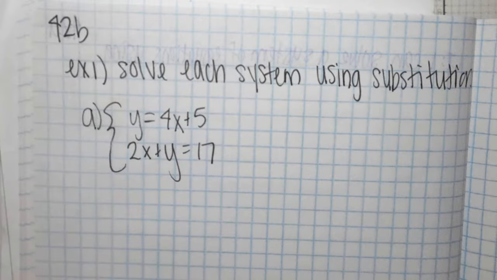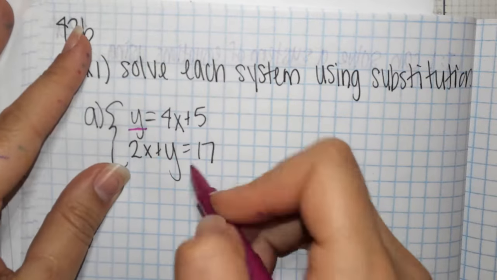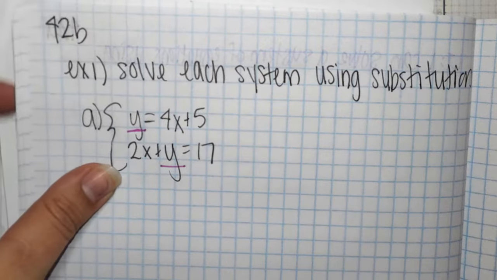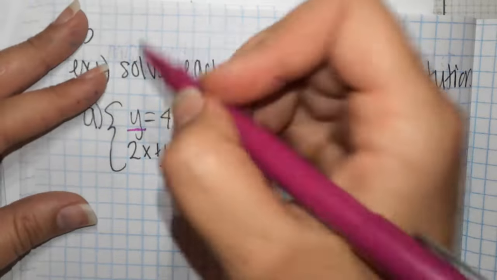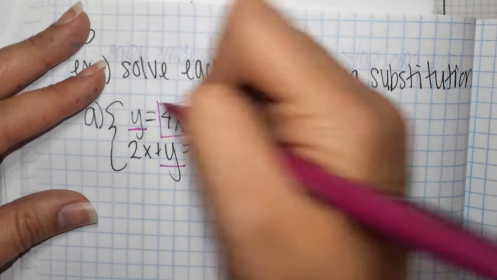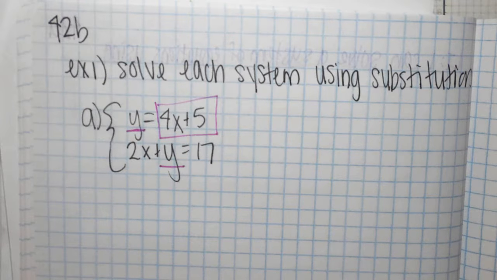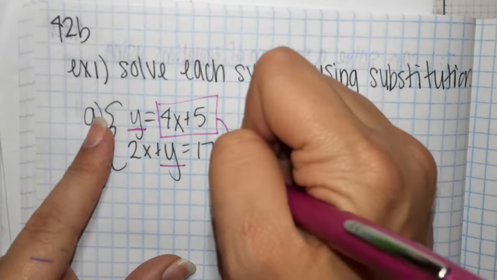Alright, so on this guy, remember step 1 is to look for the variable that's by itself. What's by itself? y. So underline y there and y here. Good, Jordan, take a point. Now put a box around what y equals. Now, again, are we plugging it in for y or for x? For y, right? Because it says y equals. So draw your arrow to y.